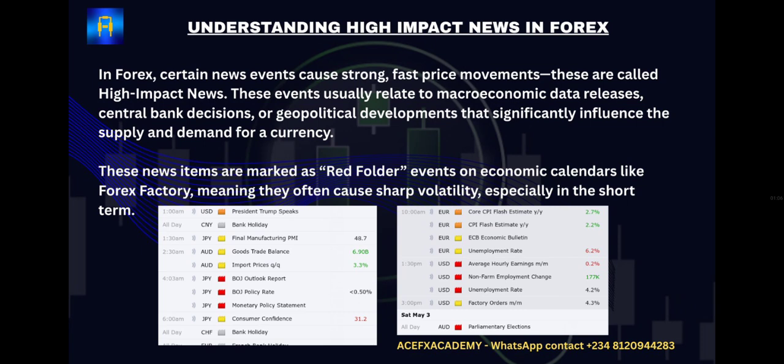Well, in Forex, certain news events cause strong, fast price movement. This is called high impact news. This event usually relates to macroeconomic data release, central bank decision, or geopolitical developments that significantly influence supply and demand for a currency. Now, these news items are marked as red folder events in the economic data, like the Forex Factory.